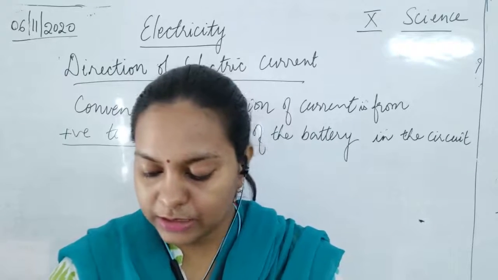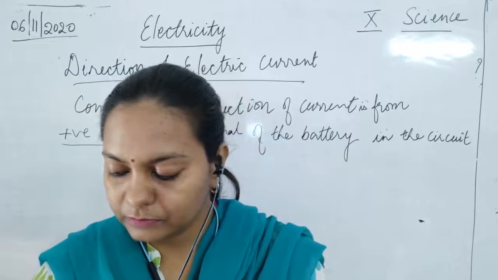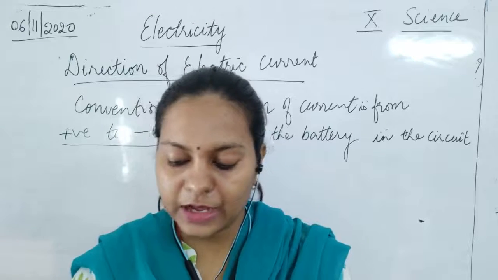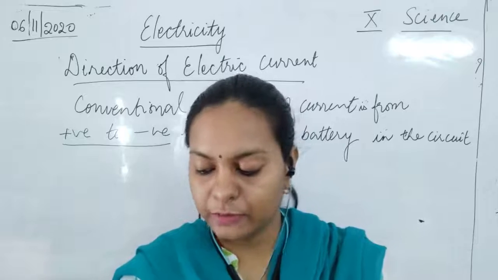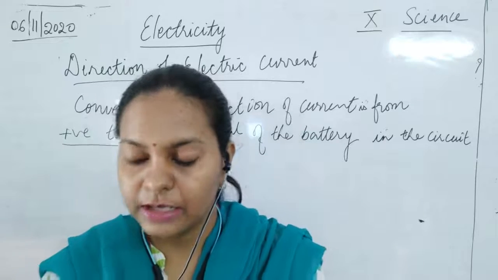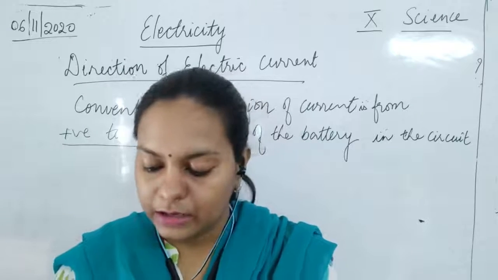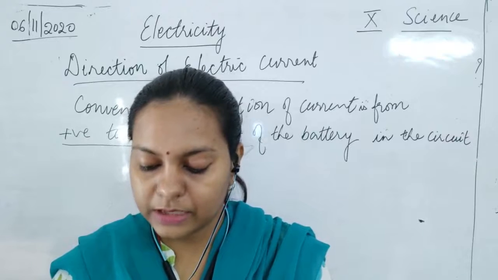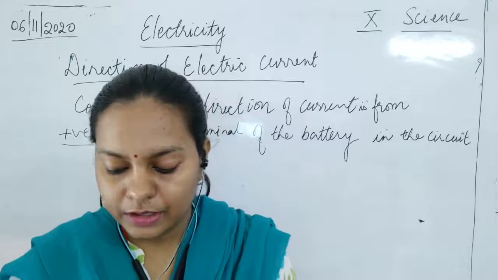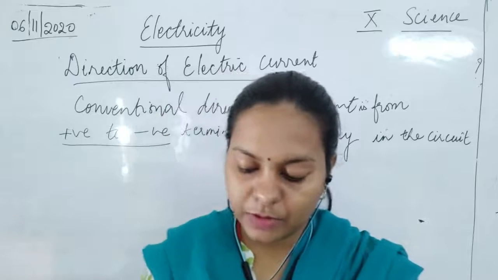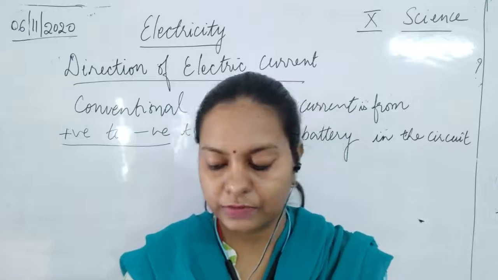In circuit diagrams, we put the arrow pointing from the positive terminal towards the negative terminal. The actual flow of electrons, however, is from the negative terminal to the positive terminal, which is opposite to the direction of the conventional current.